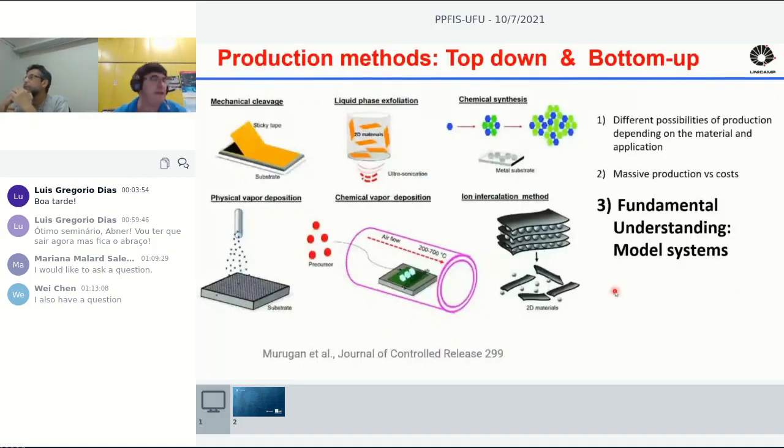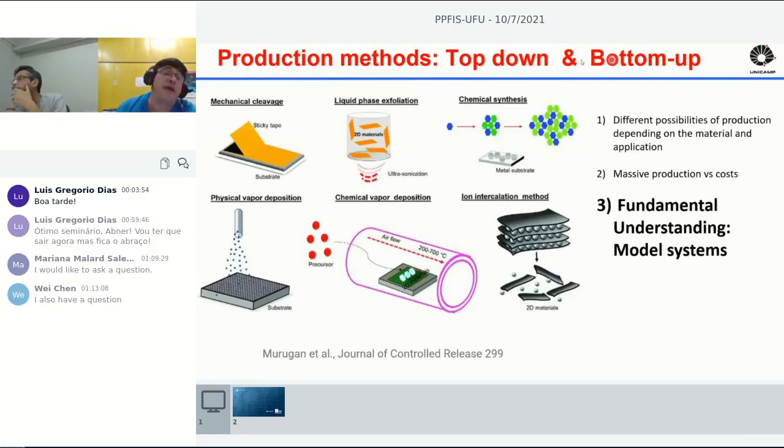So, depending on the material and depending on the application you are interested in, you can think about what method to use to synthesize this material. You can use the so-called top-down method or the bottom-up. The top-down is very famous, for example, mechanical exfoliation. You use a sticky tape to exfoliate the material from a bulk material. In a larger production, you can exfoliate the material in liquid phase using ultrasonication or using intercalation of ions in a liquid environment.